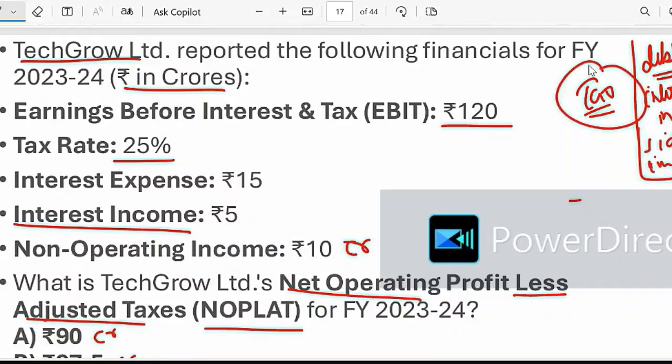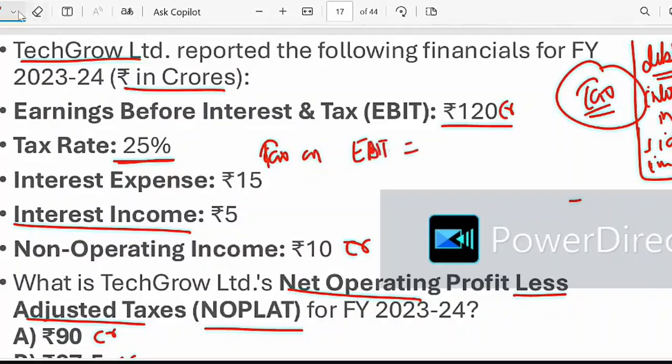So what is EBIT? The EBIT they have given is 120 crore. And what is the tax rate? 25%. Can you calculate the tax? Please tell me. Very easy, right? 120 crore is the earning before interest and tax, and the rate is 25%. So this 25% will be levied on this 120 crore only, right? So what will be the tax on EBIT?